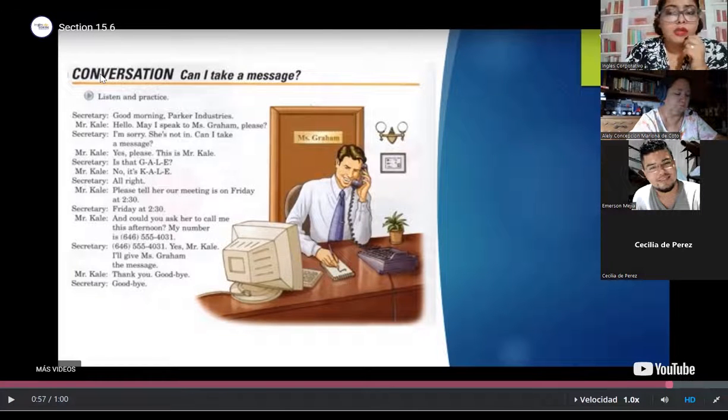So here we have the conversation, and you can hear, and also you can read the information they are sharing to each other. In this case, we have the secretary and we have Mr. Kale. Mr. Kale wants to talk with Mrs. Graham, but she is not in the office. So we are going to read again some phrases, but in this case, we're just going to read the phrases that have tell or ask.